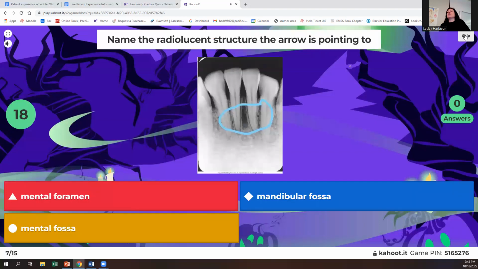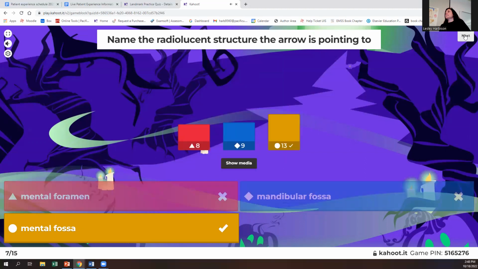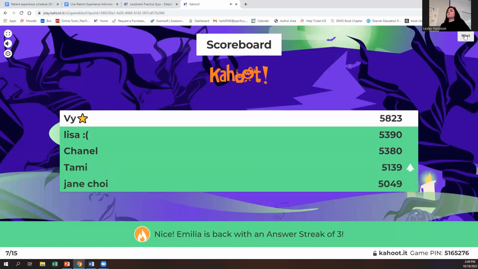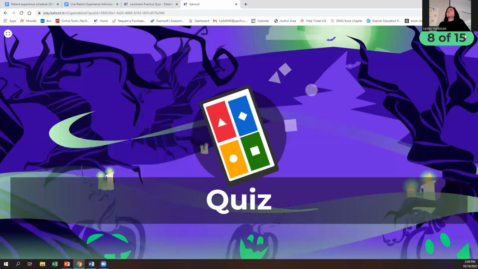Name the radiolucent structure the arrow is pointing to. Mandibular fossa. Yeah. Mental fossa. Oh, now I'm confused. Did I put the wrong one? Is it the mental fossa? I got points for it, so now I've got to go check that. No, it is the mental foramen. This is the mental foramen, where the nerve comes out, and the mental fossa is just the thinner part of bone. Did I cue it right? I did it right? Okay, I was just confusing myself.